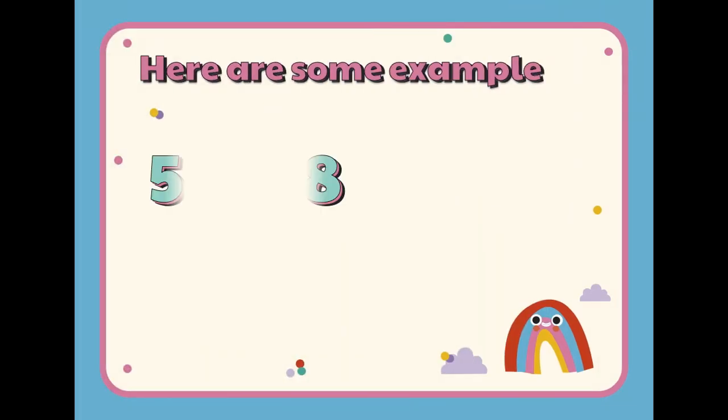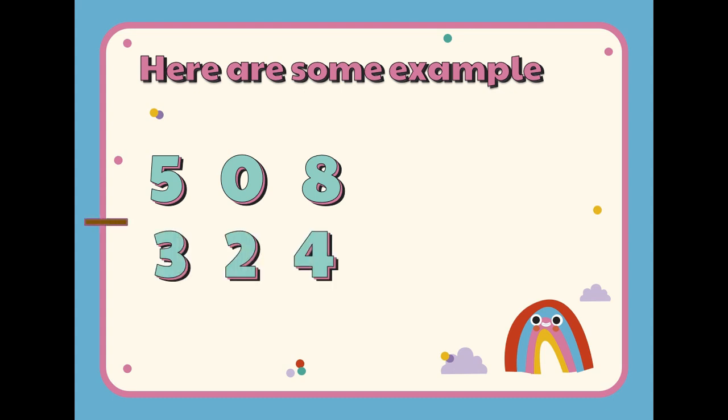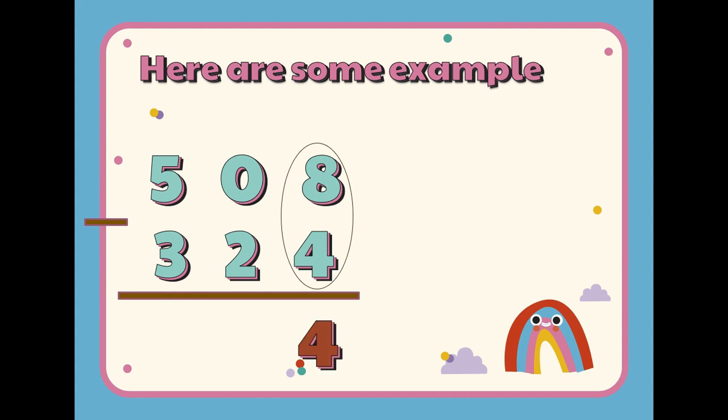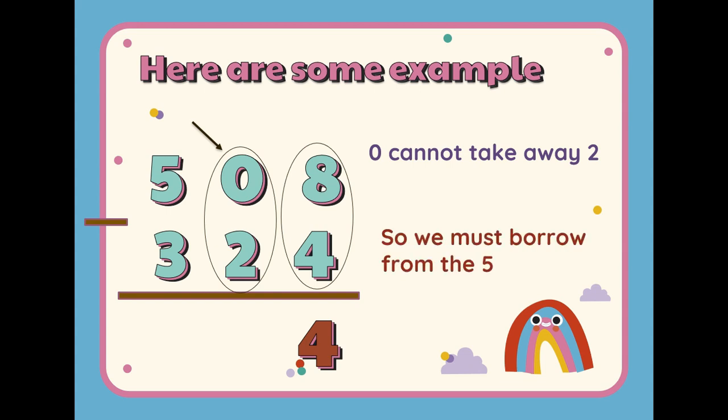Okay. Another example, a bigger number now with the hundreds place. We have here 508 minus 324. So 8 minus 4, we will not regroup that one because 8 is larger than 4. So 8 minus 4 is equal to 4. But how about the tens place? It's 0 minus 2. So we are going to regroup this one. 0 cannot take away 2. So we must borrow.